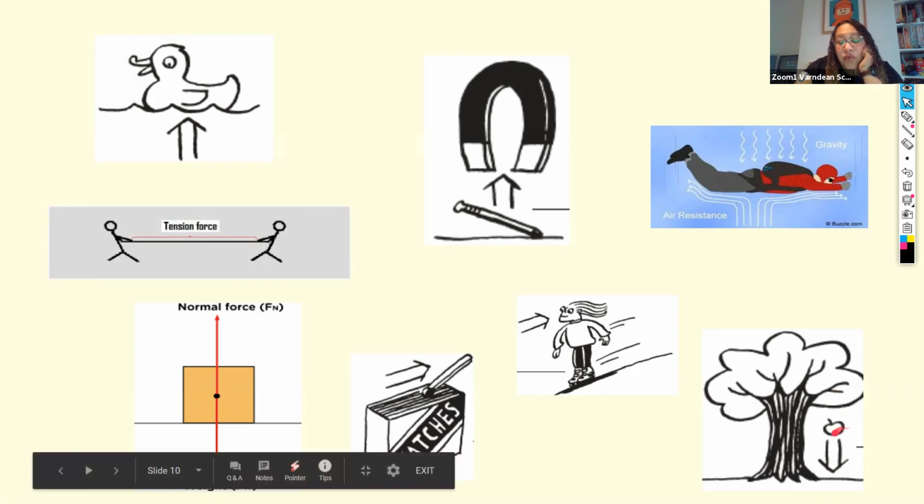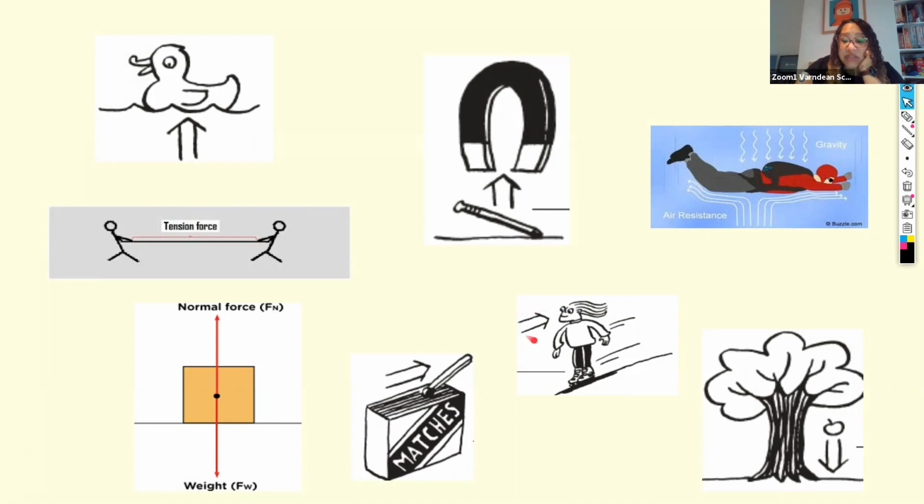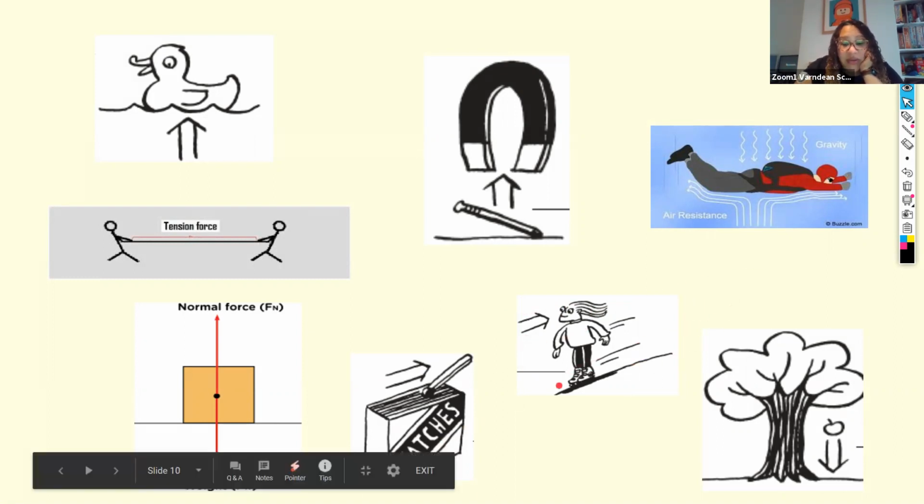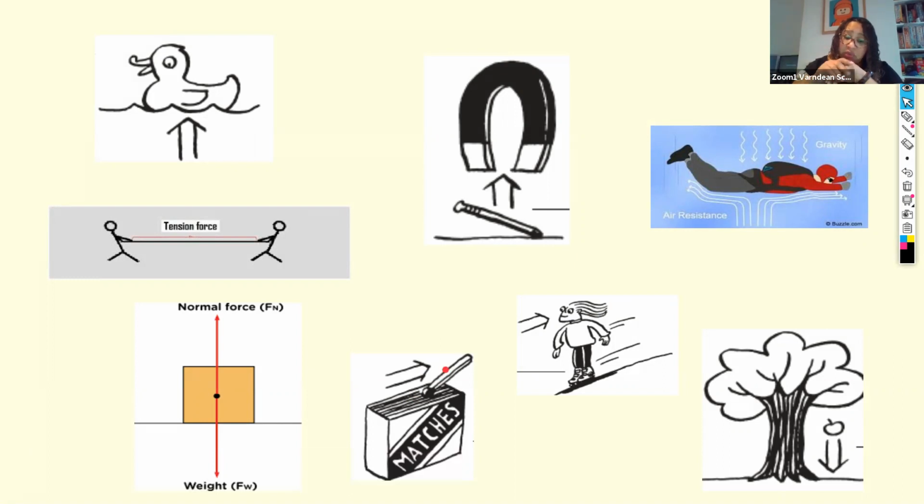Again, we've got the apple falling from the tree. We've got gravity. We've got this person roller skating. So you've got a pair of forces there. Don't forget that. You've got some air resistance and you've got gravity pulling the person down the hill. You've got your matches. You've got frictional forces. If you didn't have frictional forces, those matches wouldn't light. Okay. And so there are some ideas for you about the contact and non-contact force.